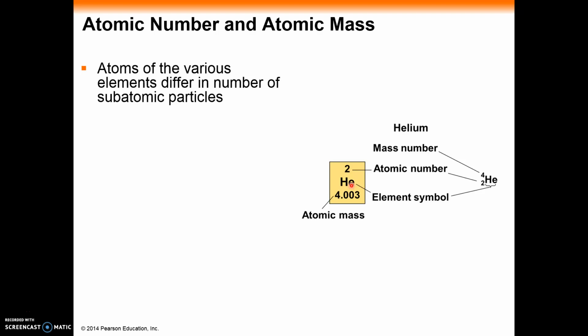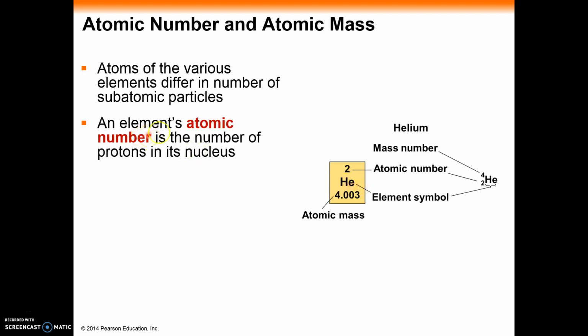One number associated is the atomic number of this element. This is the number of protons in the nucleus, and this is something that never changes for that element. So helium will always have an atomic number of 2. Hydrogen will always have an atomic number of 1, and so forth.